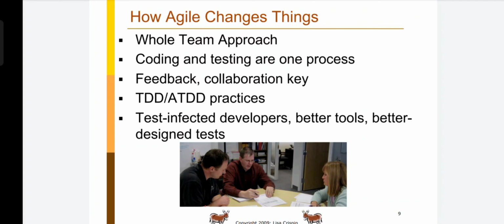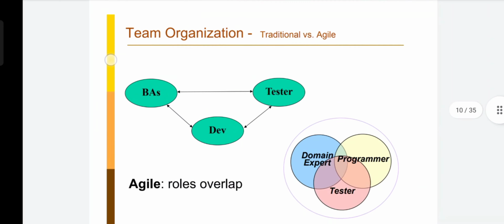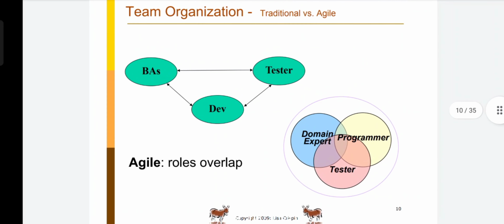Now the team organization. Team organization is basically BAs, testers, and developers. These are the three team roles, like a domain expert, programmer, and tester. These three roles overlap with each other to form an agile testing organization.